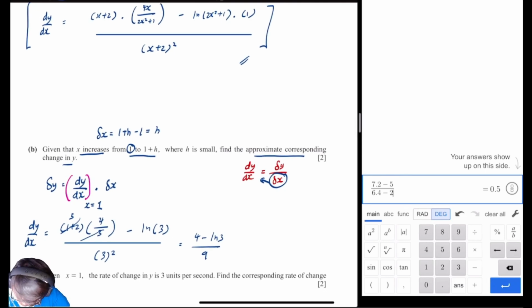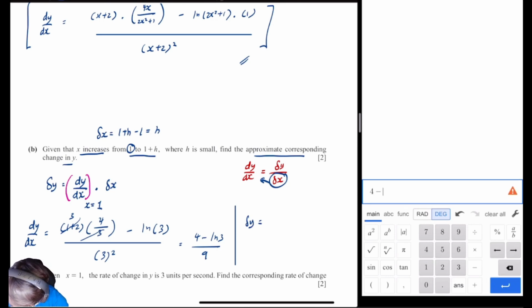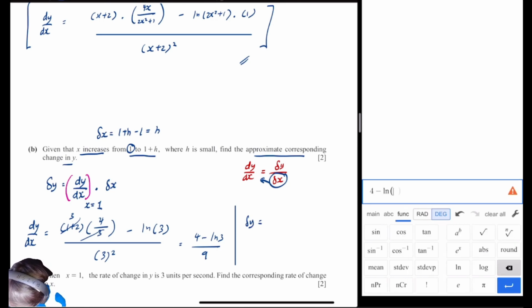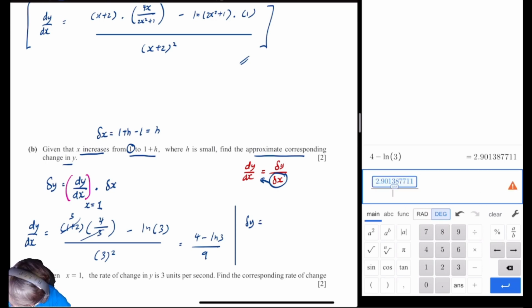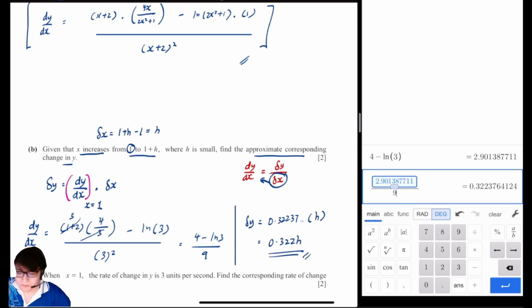Next one, we just have to find the approximation of y. I'm gonna use the calculator here. 4 minus ln 3, and then I'll just take the whole answer divided by 9. So that's gonna be 0.32237 multiplied by the approximation of x, where it's just equivalent to h. So we have 0.322h, and just express your answer in 3 significant figures.